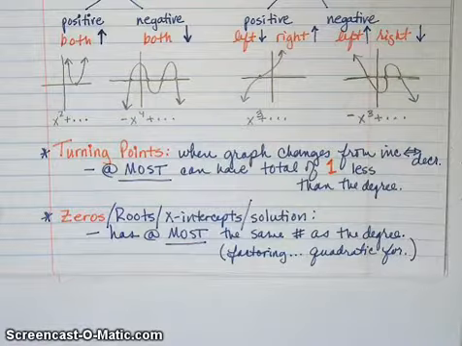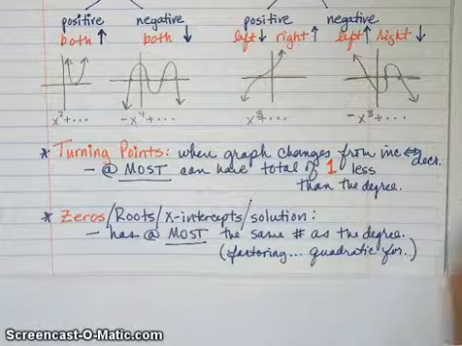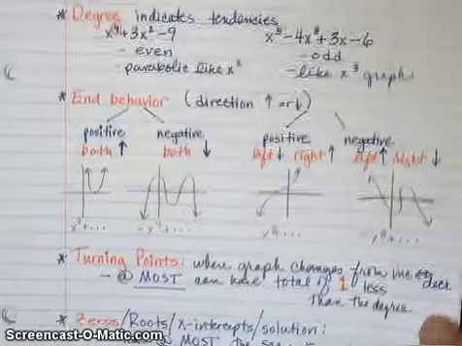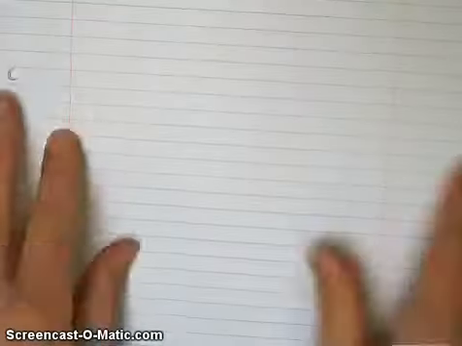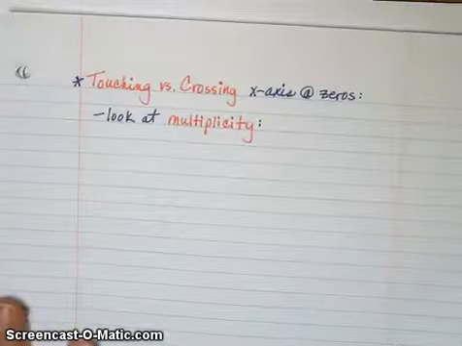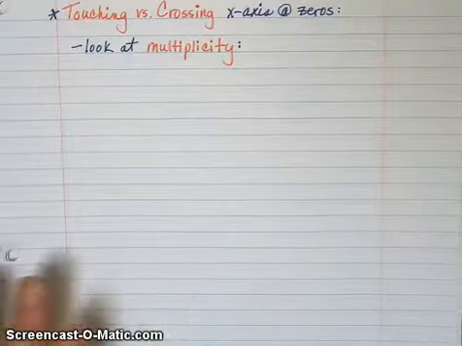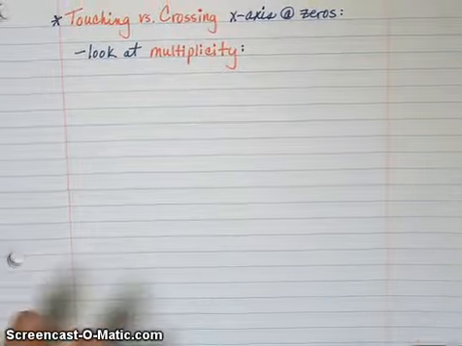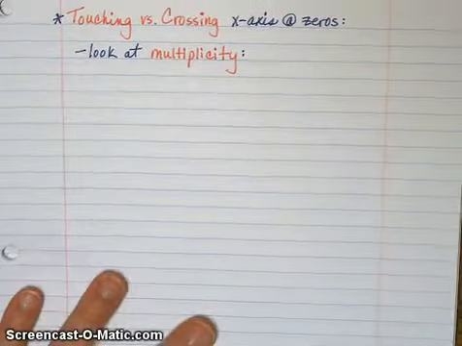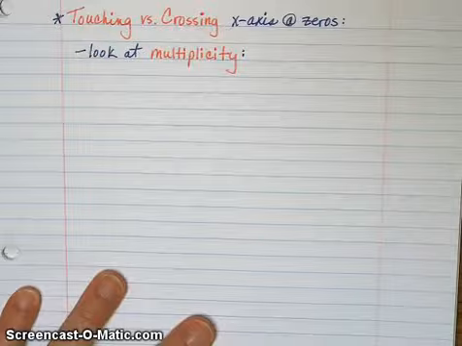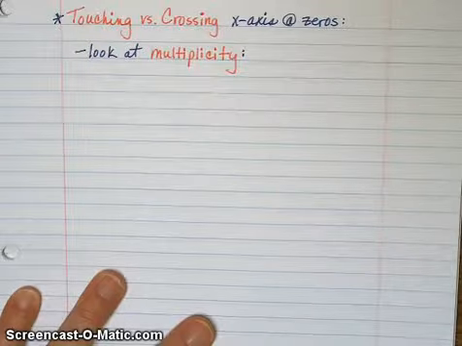Okay, we have another thing we're going to talk about, another feature. I have to go to my next page here. The next feature I want to talk about is whether the graph is going to touch or cross the x-axis. And that's important. Again, pretend you're not looking at your calculator and looking at the answer. Pretend you're just looking at the equation. And once you have found the zeros, it's helpful to know whether it's going to cross at that point or whether it's just going to touch.